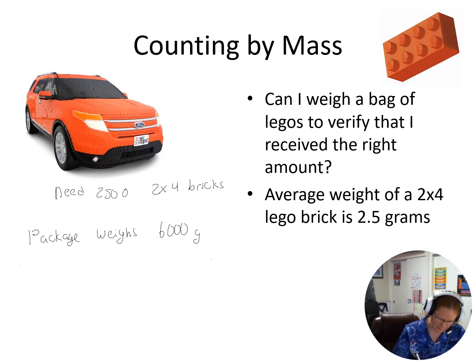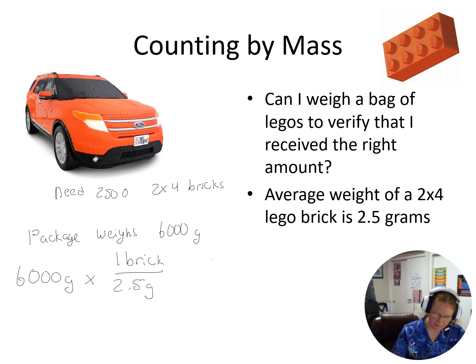So I can say I have 6,000 grams times one brick in every 2.5 grams. This gives me 2,400 bricks. So did I get all of my bricks? No. In that shipment, I would not have gotten all of my bricks.